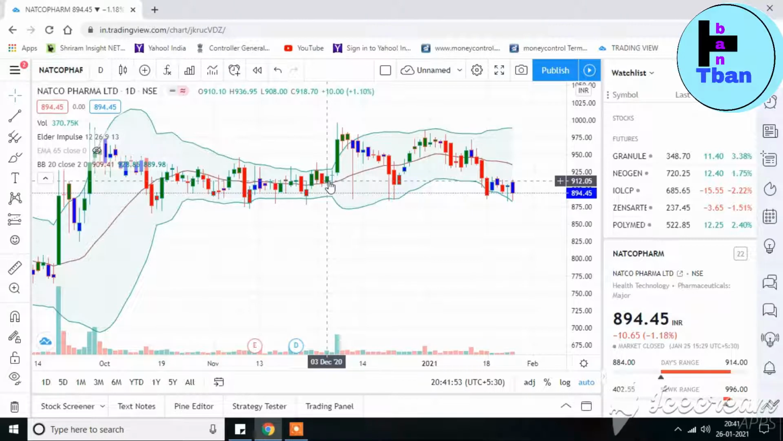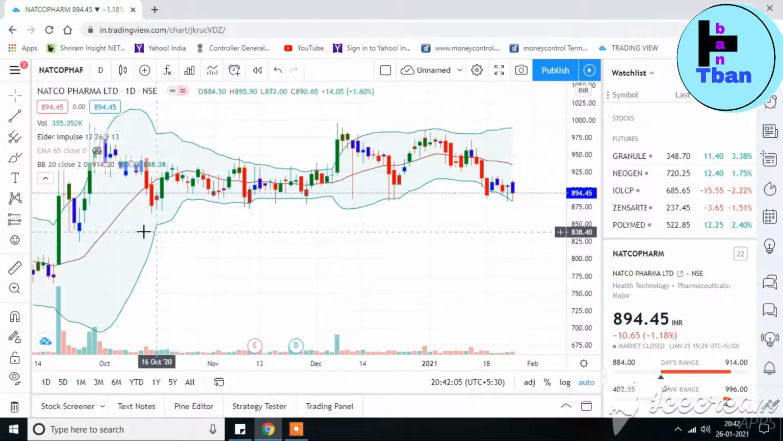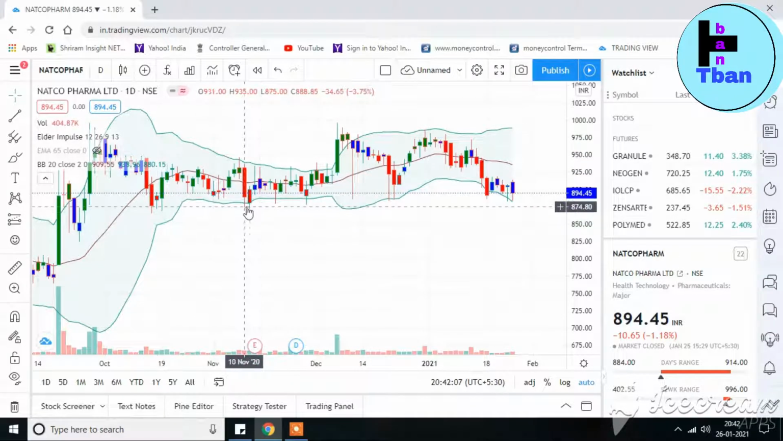You take entry at 936, 934. When you take entry, you can get the maximum point of 989. This is the highest. So this is a good strategy.